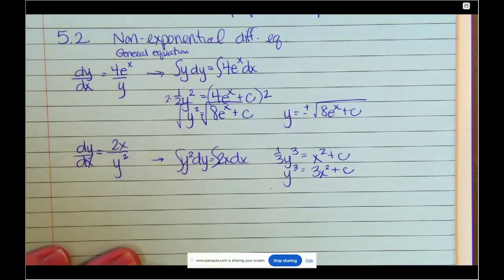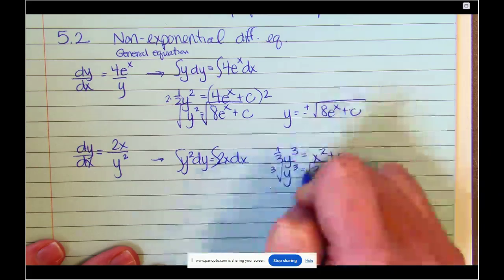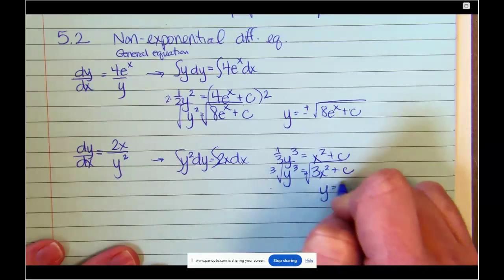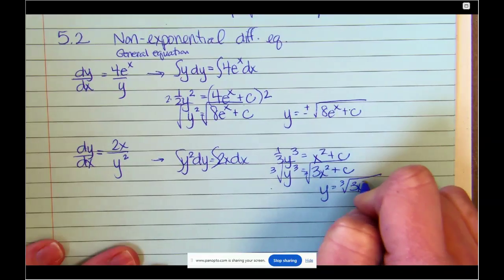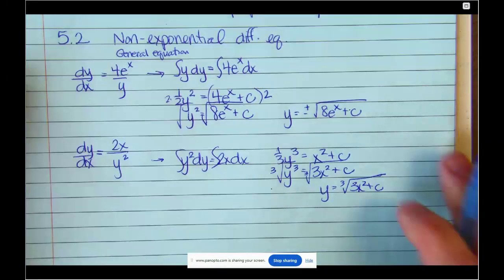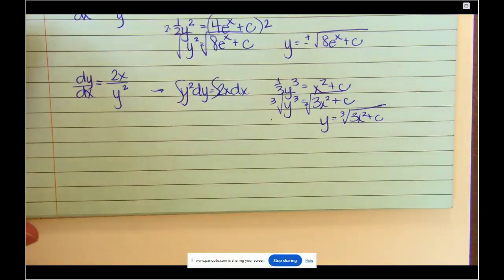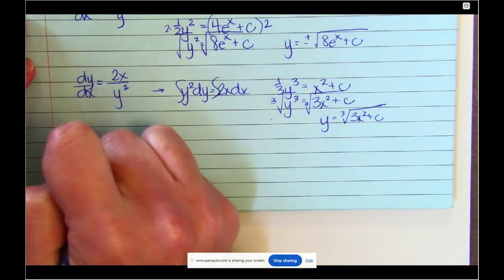Times by 1/3. Cube root. So now we're ready. We've got y equals the cube root of 3x squared plus C. Plus or minus? Nope. Cube root. If it's odd, it's not, right? If it's odd, it's not. If it's even, it is. Correct. I like this one. We just expanded our equation vocabulary essentially.